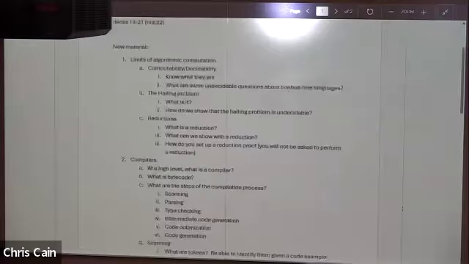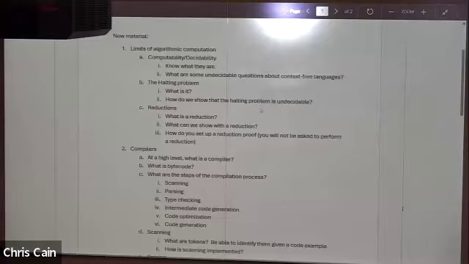Any questions about limits of algorithmic computation? Any of these topics? Anything I can explain in more detail?